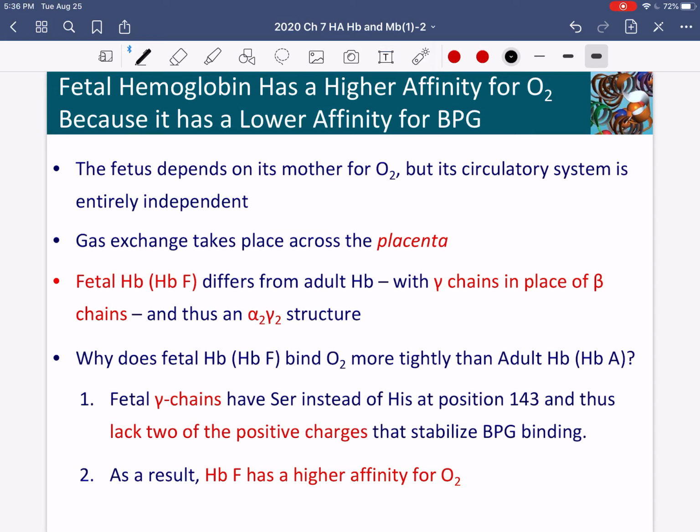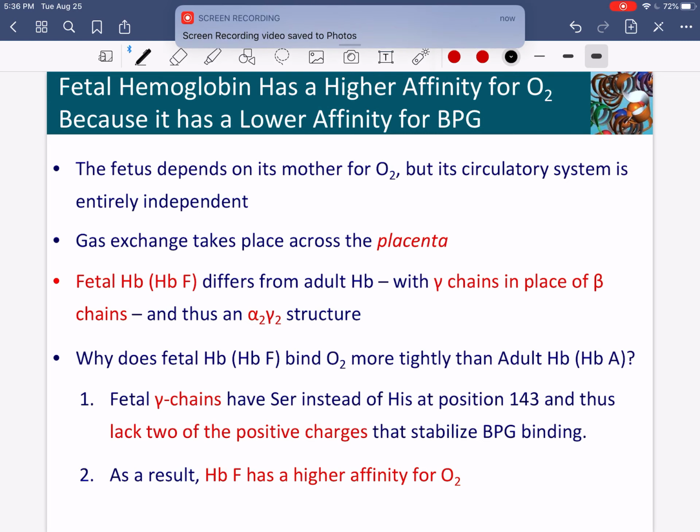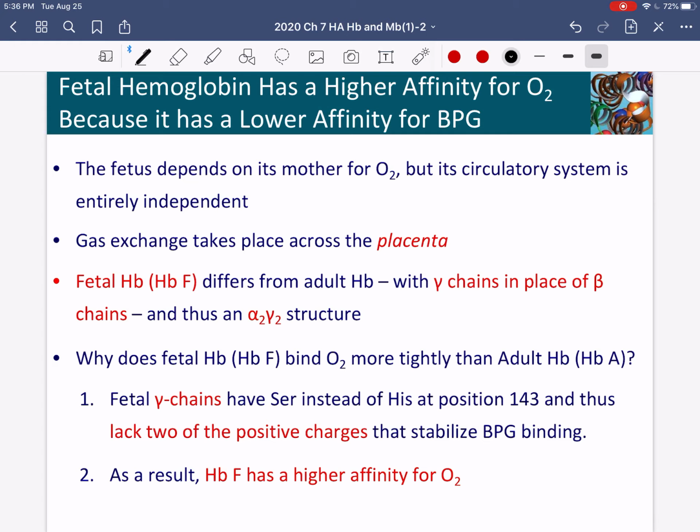Okay, so this is actually the last of the protein function videos. We're going to be talking about fetal hemoglobin, which we were picking up from the last video. I'm going to remind you that the fetus has to have gas exchange across the placenta because there's no connection between the circulatory system of the fetus and the mother. So it's the difference in the hemoglobins that accounts for the ability of the fetus to get oxygen from its mother.